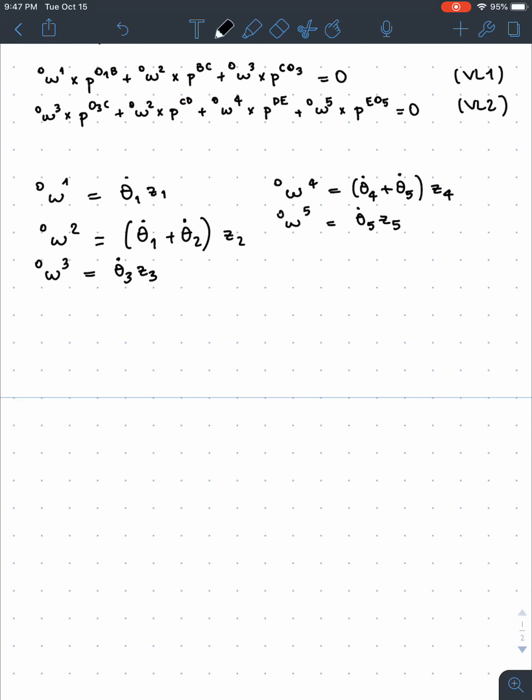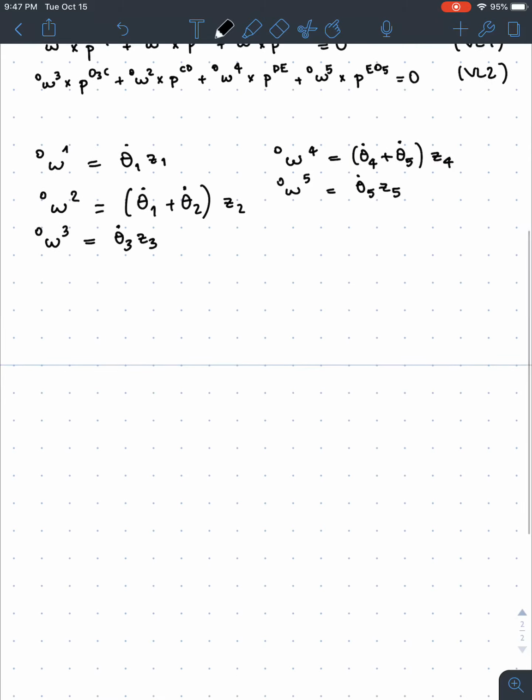Okay, so let's do it once for angular velocity of 1 in 0. How do we compute the angular velocity of 1 in 0? We said we can compute the skew symmetric matrix that is related to the angular velocity by using this formula. This was equal to, if you remember, R01 transpose times R01 dot.